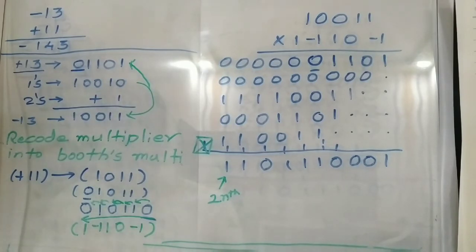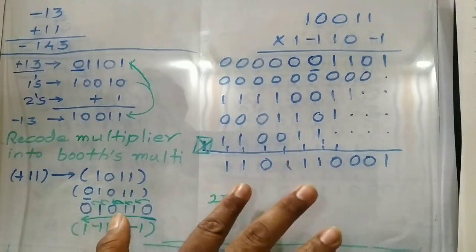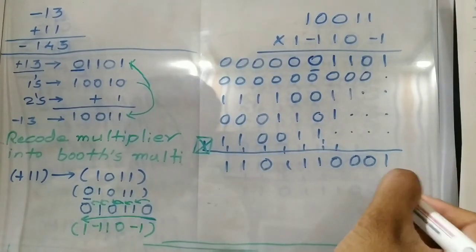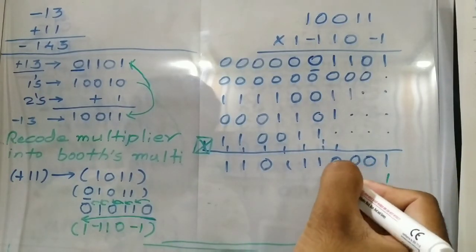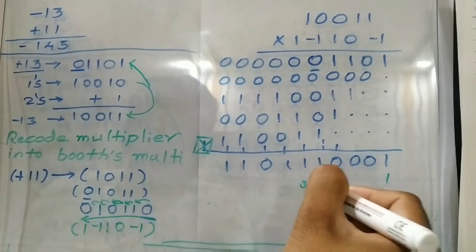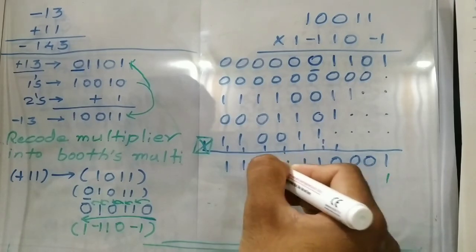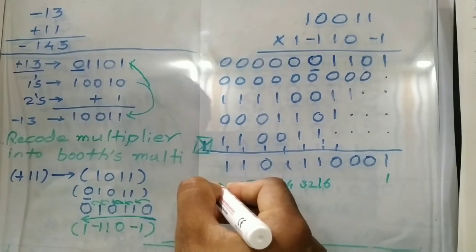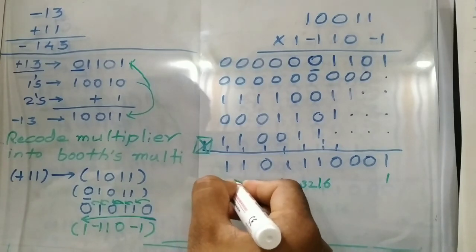Again we'll check whether we got the answer correct or not. So we are expecting minus 143 here, so let's check. This will be 1, 2, 4, 8, 16, 32, 64, 128, 256 and minus 512.